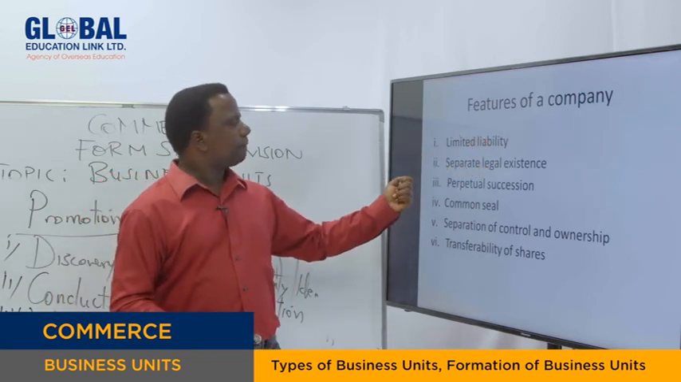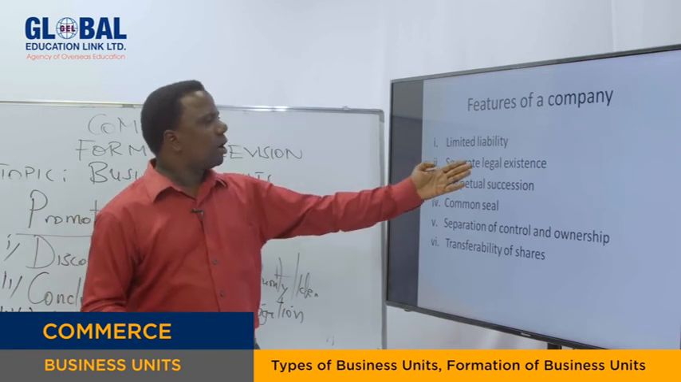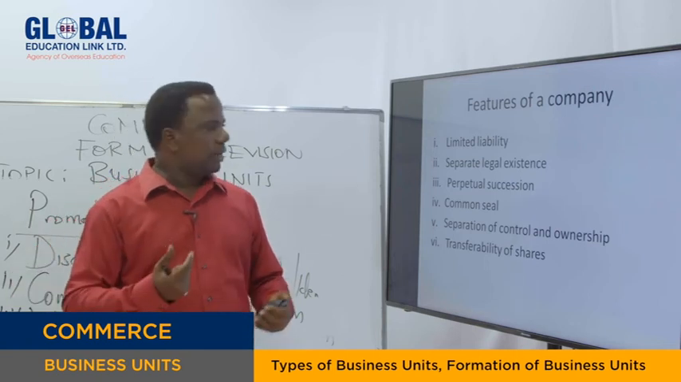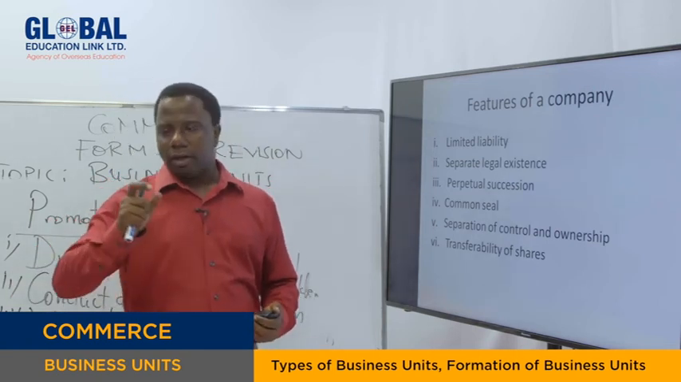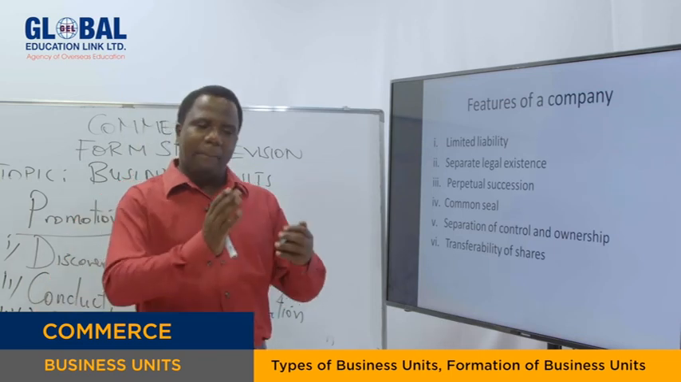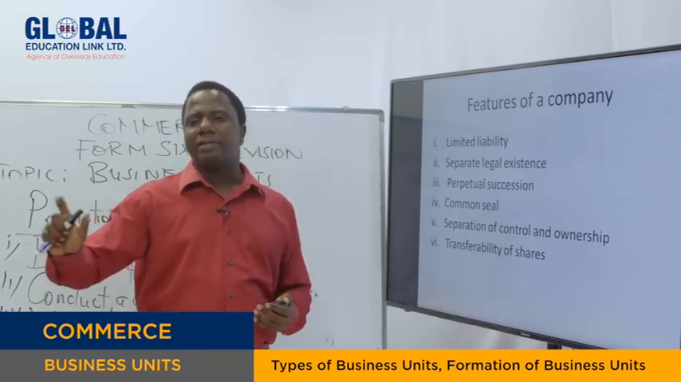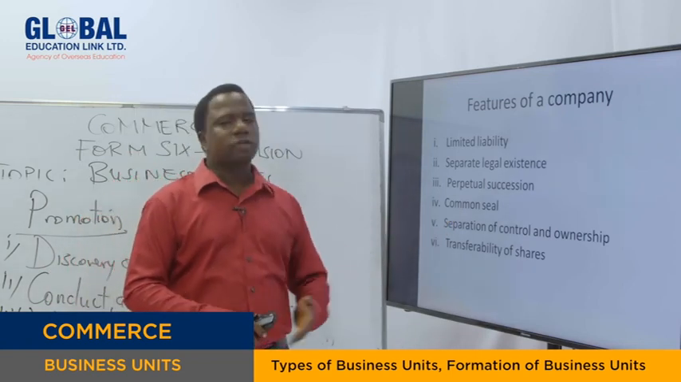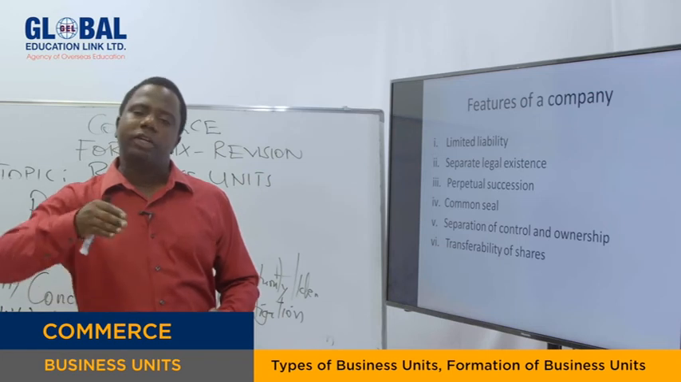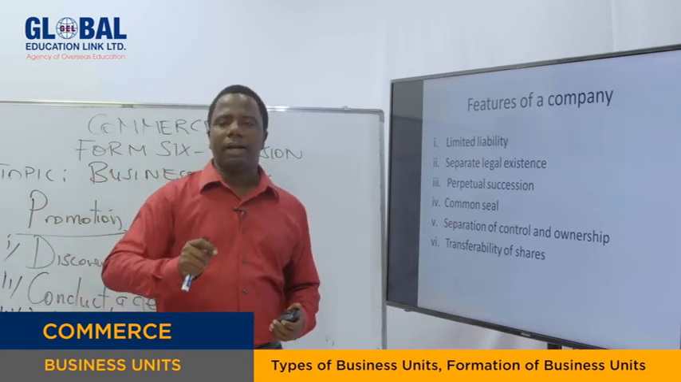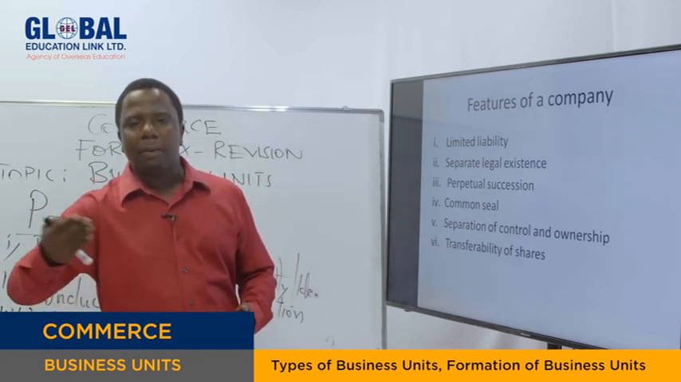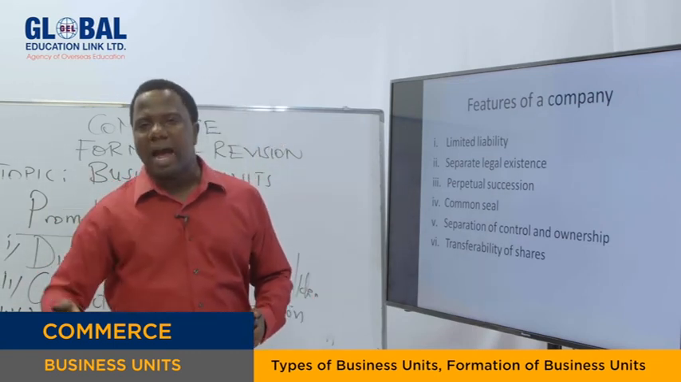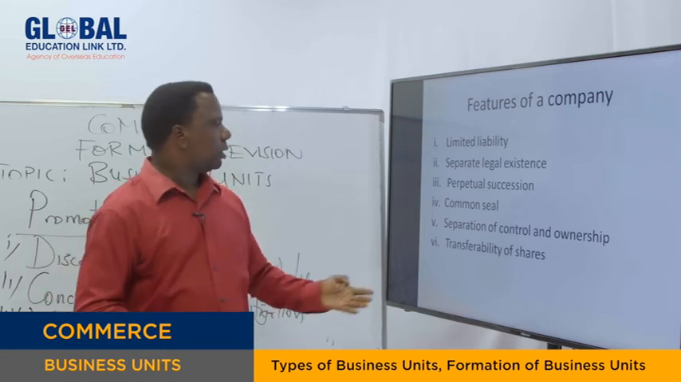While separate legal existence means a company has a separate legal existence from its members. So a company stands on its own and members are there. So there is a separate legal existence. Perpetual succession means a company has been created by the law. Only the law will bring the company to an end, not the death of members. A member may die, but the company will continue.